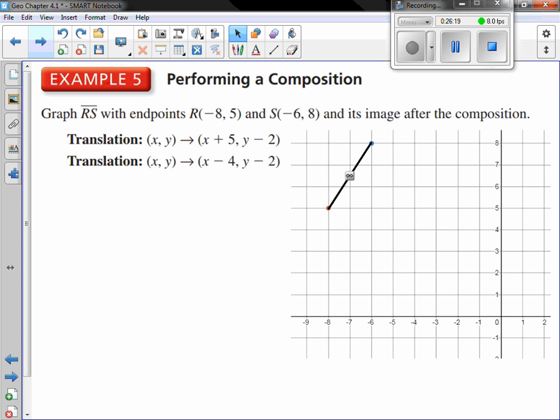And that's what we're going to look at last. We're going to do a combination of these motions. And we're going to look at it with this line here, this line segment, RS.